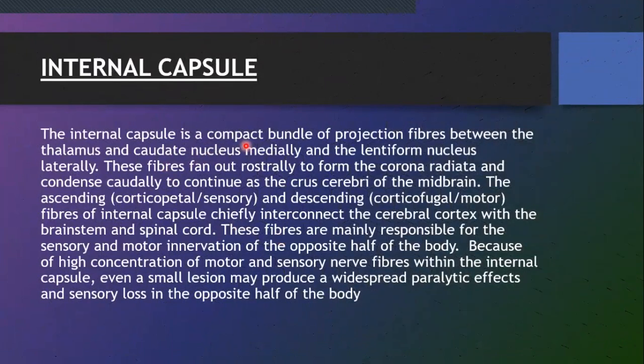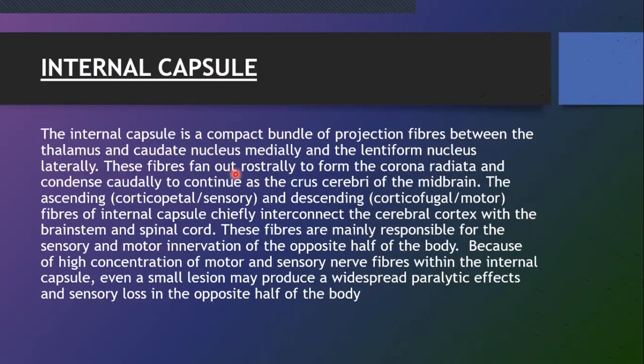Now internal capsule is a compact band of projection fibers between the thalamus and the caudate nucleus medially. So the medial relation of the internal capsule refers to the thalamus and caudate nucleus, and lentiform nucleus laterally.